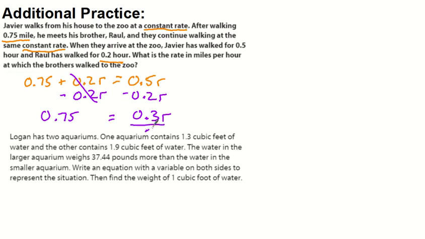Because then I just got to divide by 0.3. I'm just dividing by the number that is provided to me. That's gone. So then I'm going to be given the rate once I do my division. So I'm going to do 0.75 divided by 0.3, and I'm going to get 2.5. So the rate was 2.5 miles per hour.